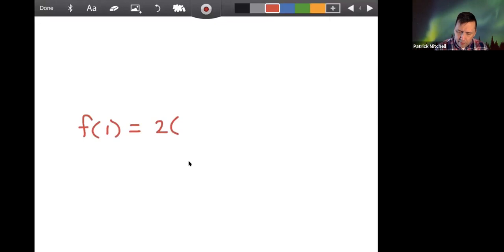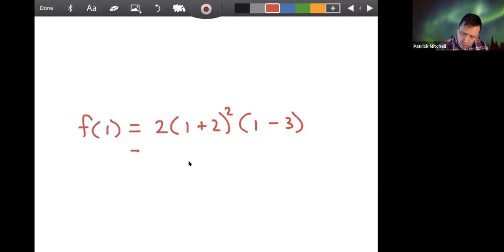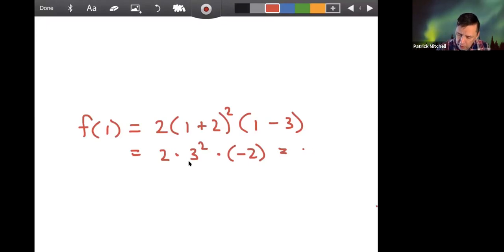All right, 2 times x plus 2 squared times x minus 3. Notice I've left blanks where the x's go. When I replace those with 1s, what I get is 2 times 3 squared times negative 2, which comes out to 2 times 9 is 18, times negative 2 is negative 36. So this graph goes through the point 1 comma negative 36. And I said I was going to put 2 in here.